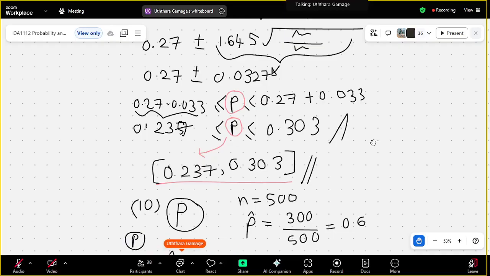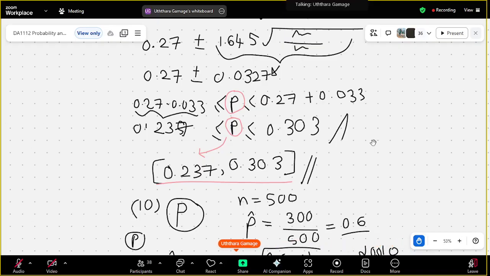Plus or minus, this is a point estimation, plus or minus margin of error. Margin of error will be Z alpha divided by 2 times the square root of p hat times 1 minus p hat divided by n, right? So p hat we have found is 0.6, plus or minus Z. 99% confidence interval means alpha is 1%, 0.01. Alpha divided by 2 will be 0.005, right?